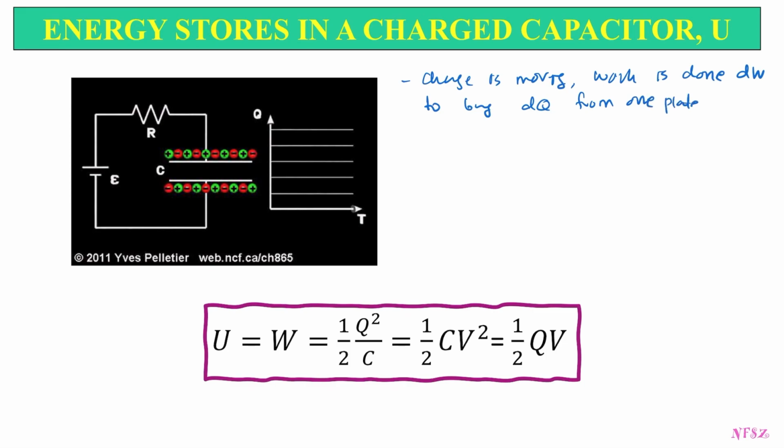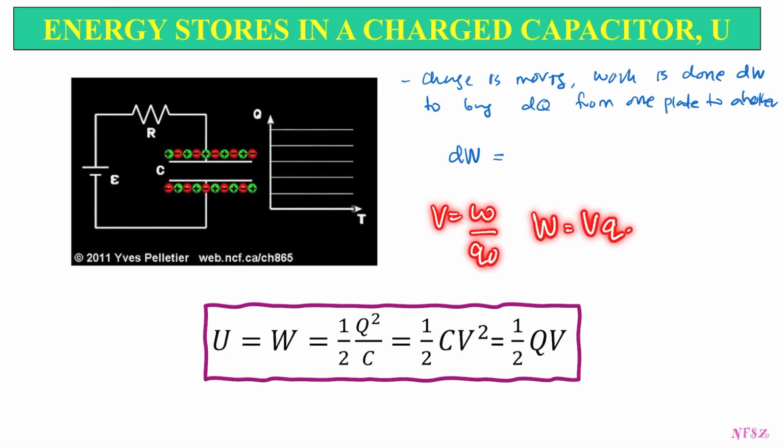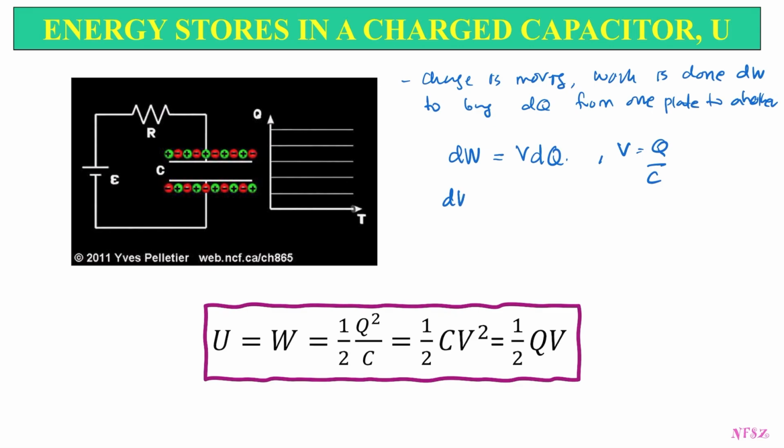Okay, so dW, ingat tak kita ada formula V equals to W over Q naught. So W equal to VQ lah. Okay, so dW equal to V dQ. So V ni sama dengan Q over C. So kita dapat dW equal to Q over C dQ. Okay, so bila kita integrate ni, integrate lah.